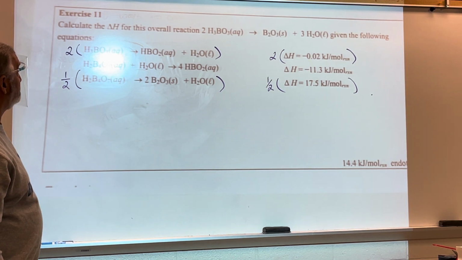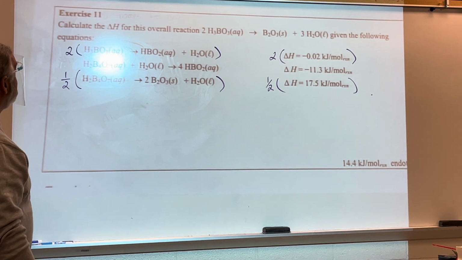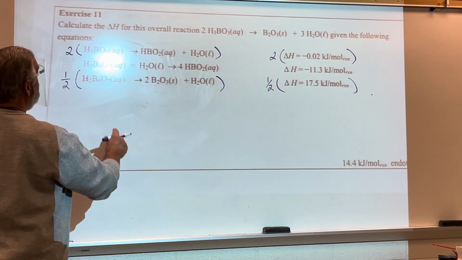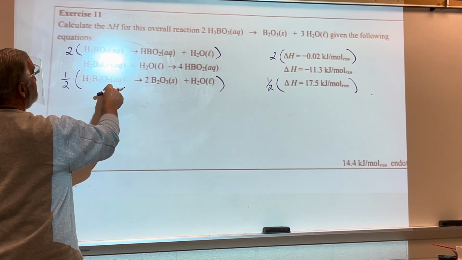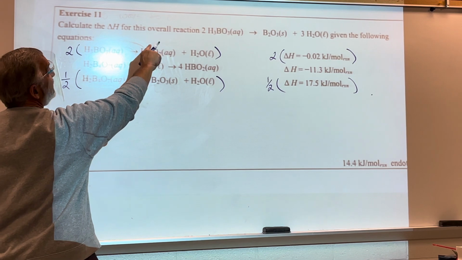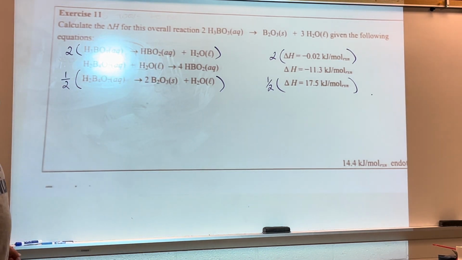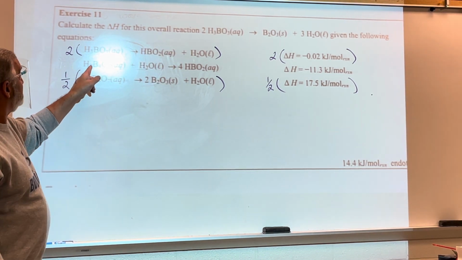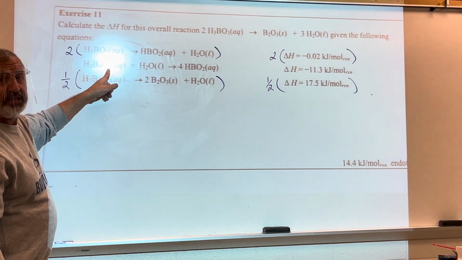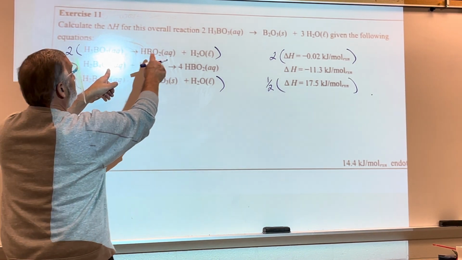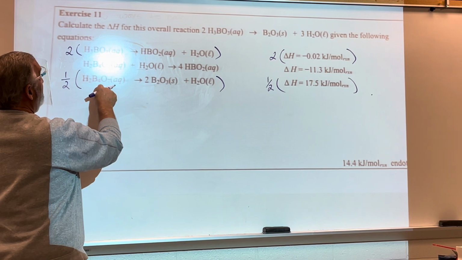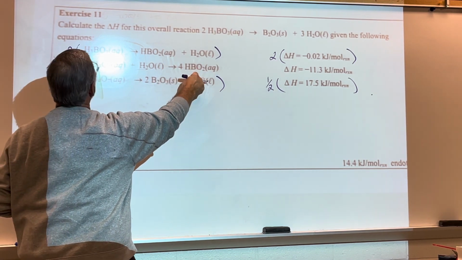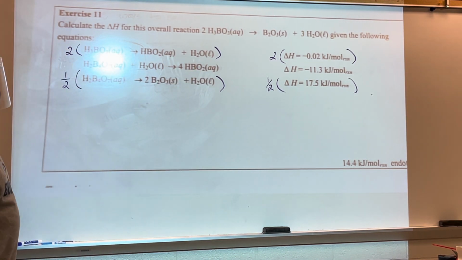In all 3 of them, right? But I need to get some things to cancel out. So I know that I have H2B4O7 on the left, that I don't need anywhere in my equation. So this H2B4O7 right here, I'm going to have to put on this other side and multiply it by a half in order to be able to get to where I need to go.